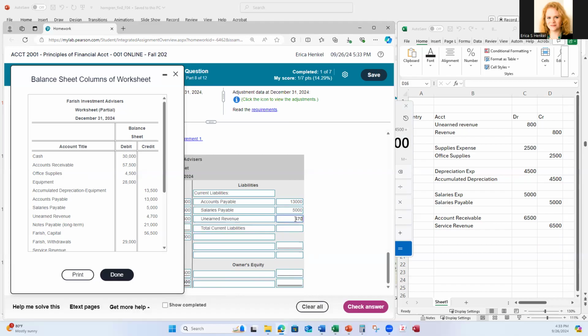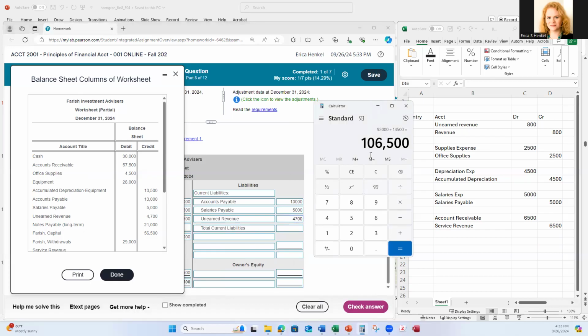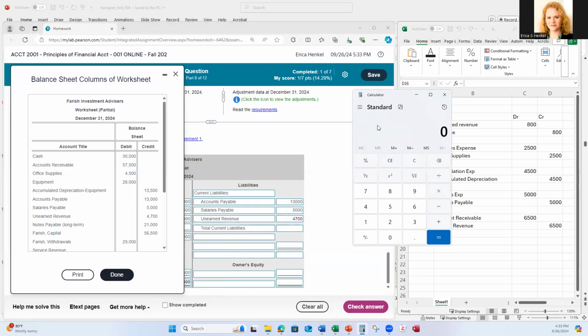So the video on preparation of financial statements would walk through those sub-classifications in a little bit more depth as far as what accounts are current, what are non-current, what are assets and liabilities. So please make sure to go through that video.